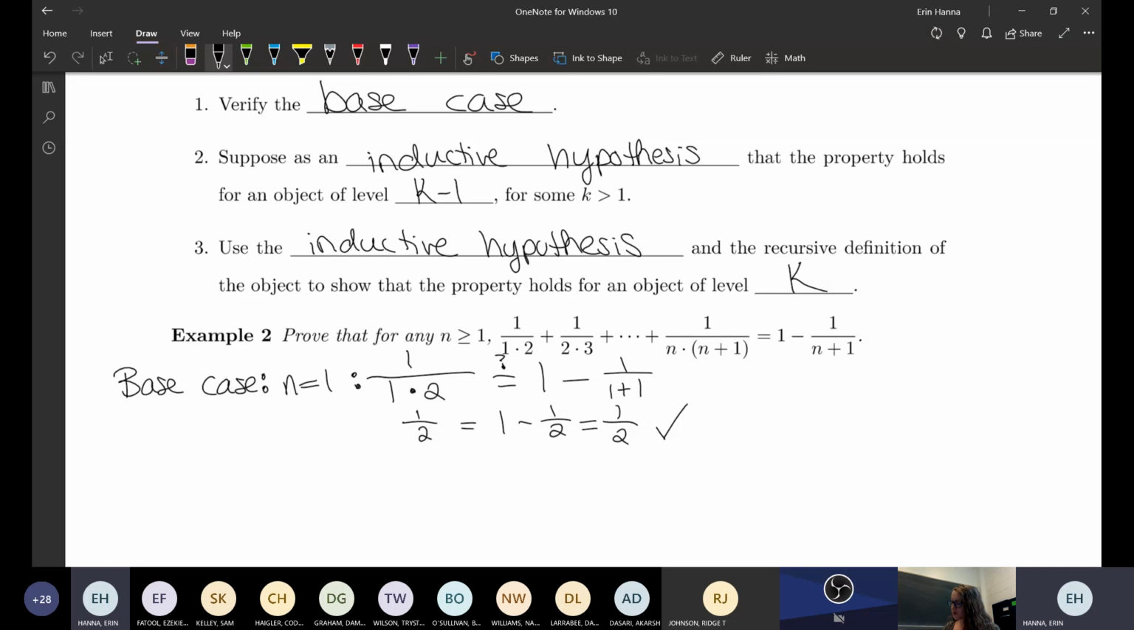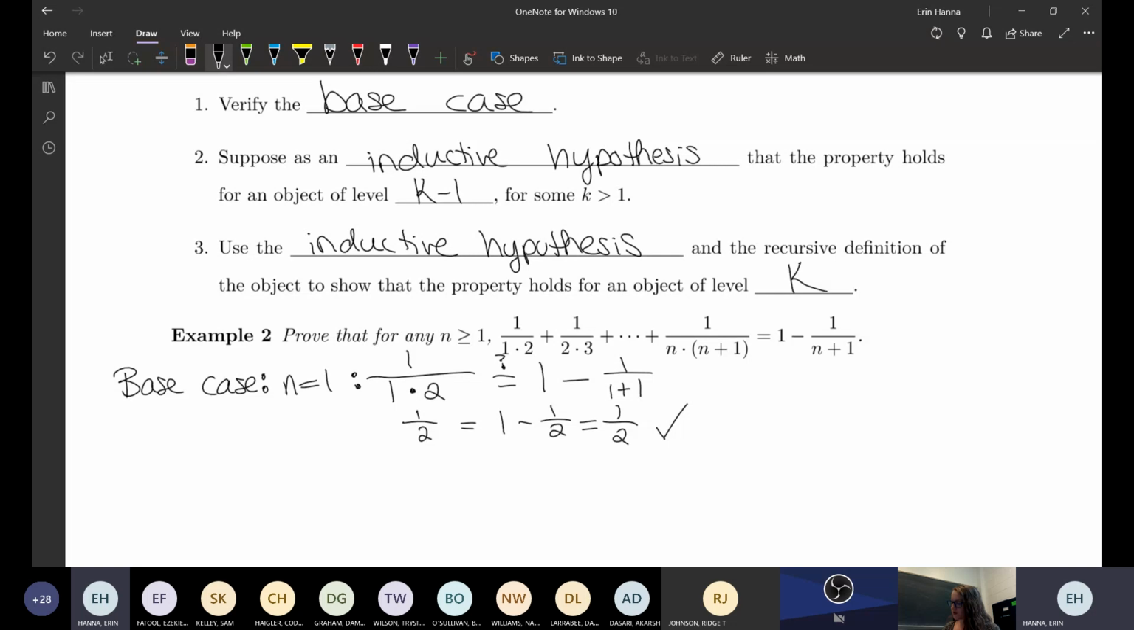But we're going to assume all of that nasty stuff. So 1 over 1 plus 2, plus 1 over 2 times 3, plus so on till we get to k minus 1 times k minus 1 plus 1. You could simplify that a little bit if you want. We're going to assume that that's equal to 1 minus 1 over k minus 1 plus 1. And again, you could simplify that a little bit. I'm going to leave it as k minus 1 for now, just so that we recognize that this was a k minus 1 step.